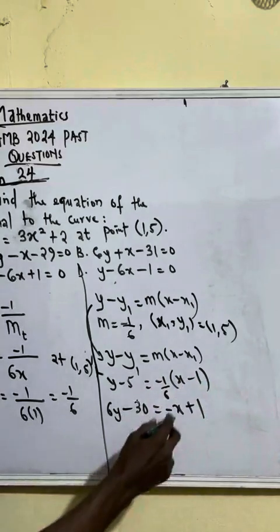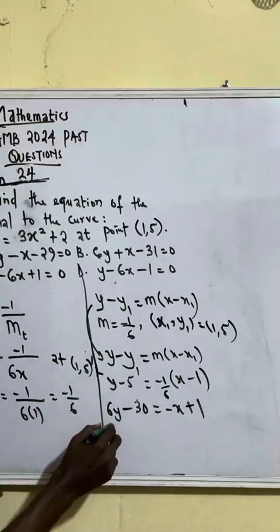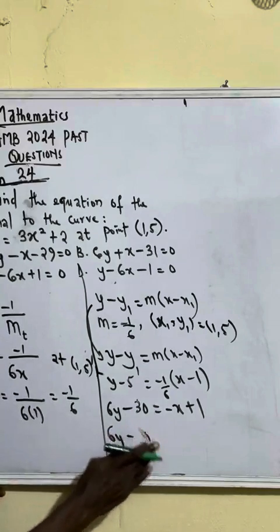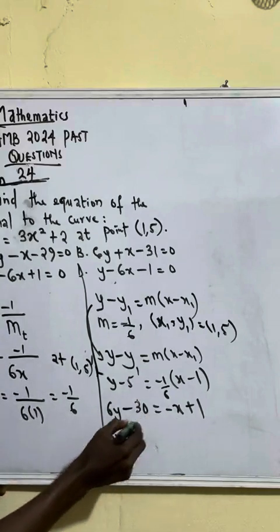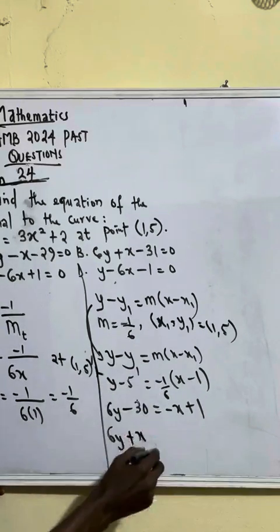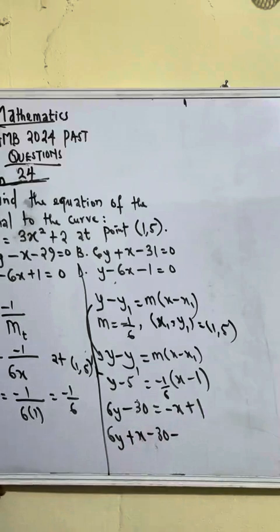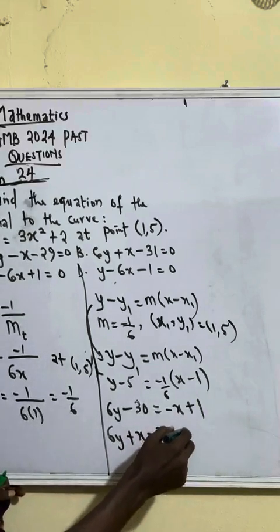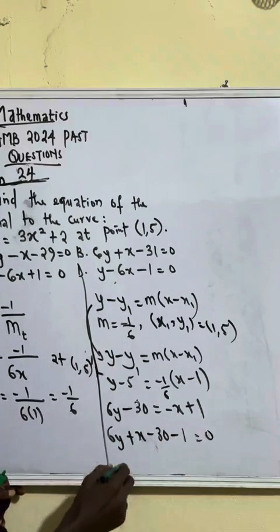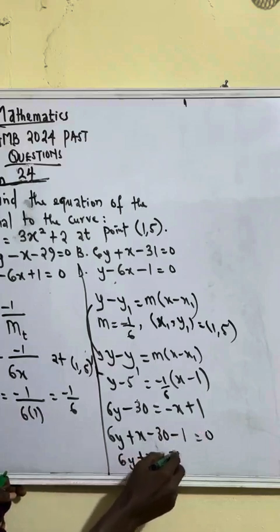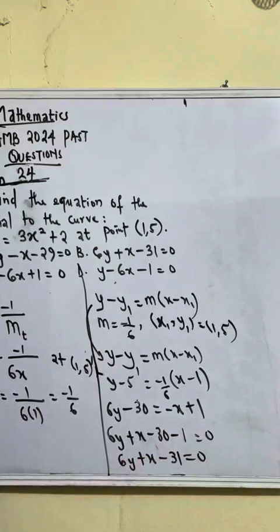The next thing is to rearrange this equation. Let me bring the x: minus x coming to this side becomes plus x. I have minus 30. Then bringing the 1 to this side, minus 1, equals 0. So I will have 6y plus x minus 31 equals 0. Checking the options, the correct answer is option B. Thank you.